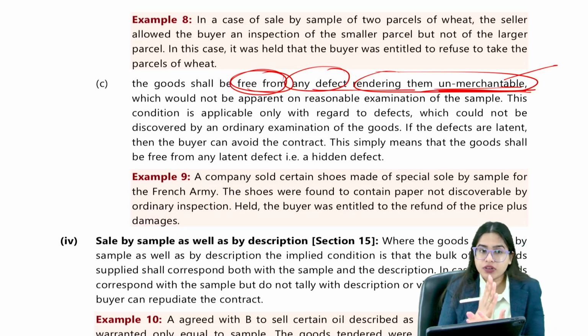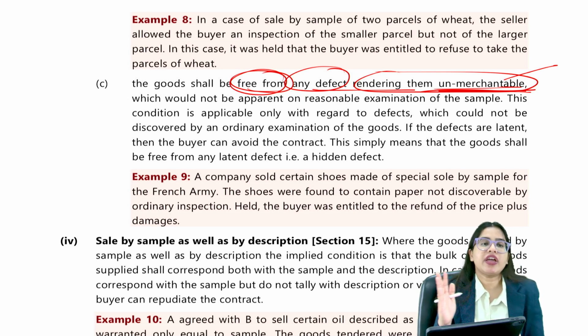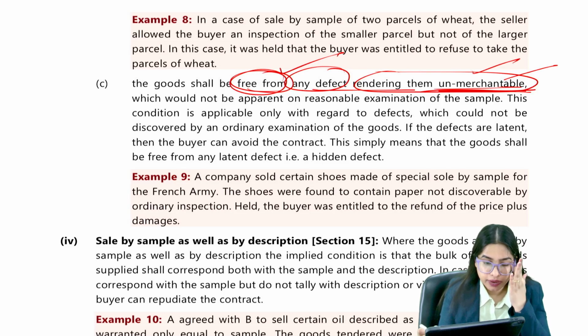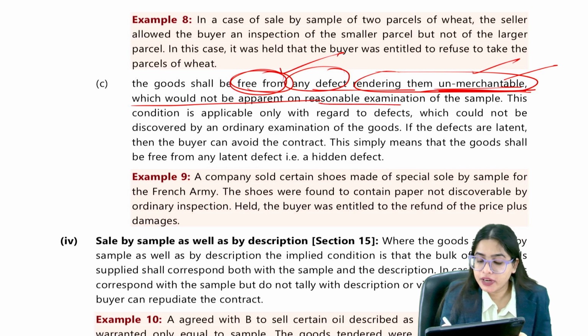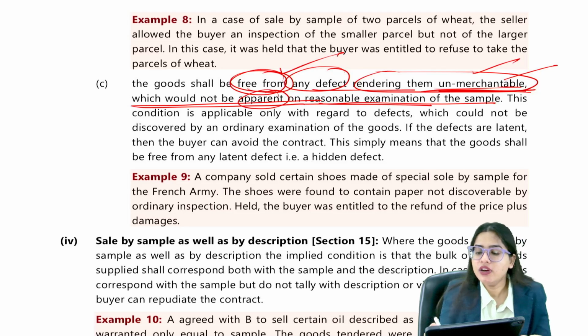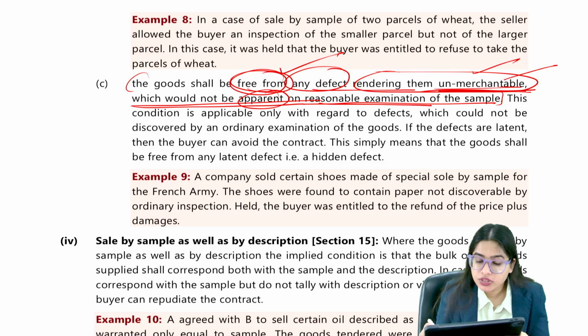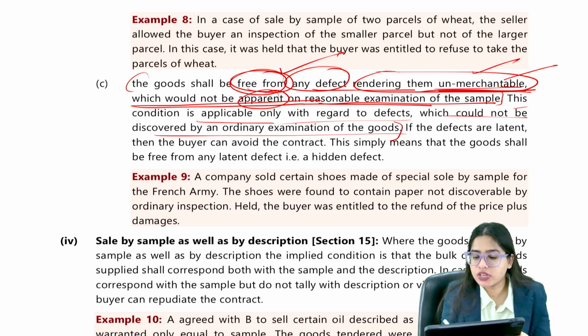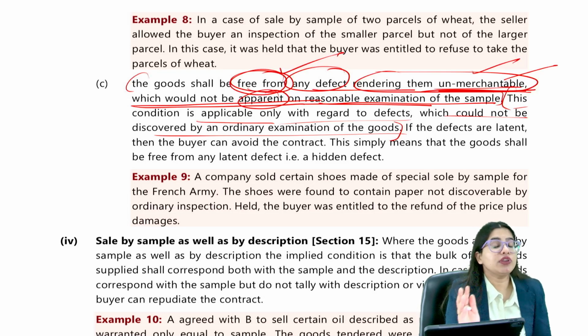So what we are saying is that there is an implied condition that goods should be free from any merchantable defects which would not be apparent, apparent meaning visible, on reasonable examination. It should be free from any defects which are not visible on examination. So this condition is applicable only with regards to defects which could not be discovered by original examination. Guys, this condition is applicable only for hidden defects.